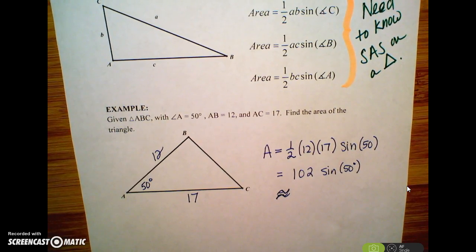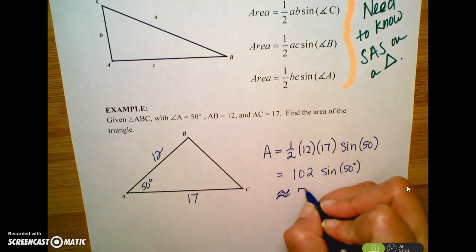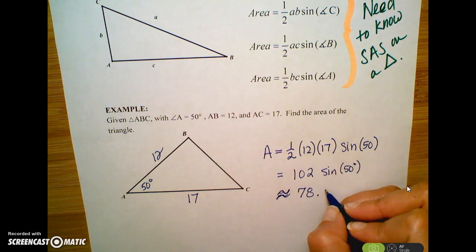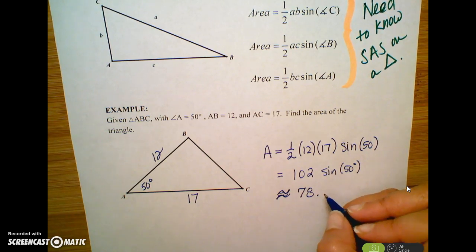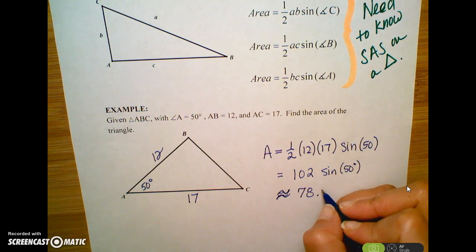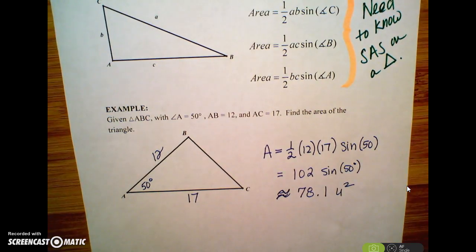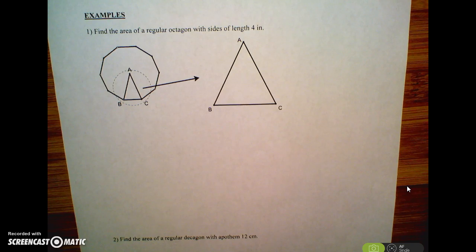So go ahead and punch away, and you should end up with about 78 to the nearest tenth. Oh, I didn't mention that, but let's go to the nearest tenth, 78.1, and we don't have any units, so we're just going to say square units. Okay, let us move on to the examples on page 3.